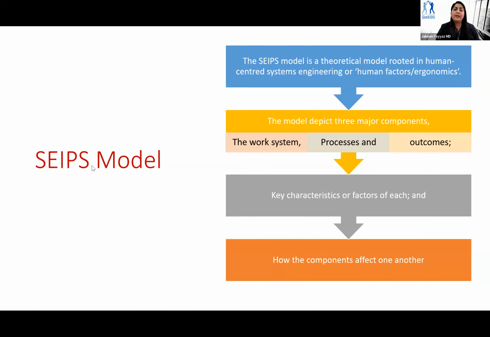And one of the models which is very popular is the SEIPS model, which stands for Systems Engineering Initiative for Patient Safety, and it helps identify and analyze the various elements that influence the performance of individuals and teams within the healthcare system. Because as you know, even if you have to order IV ceftriaxone for a patient, how many steps does it have?